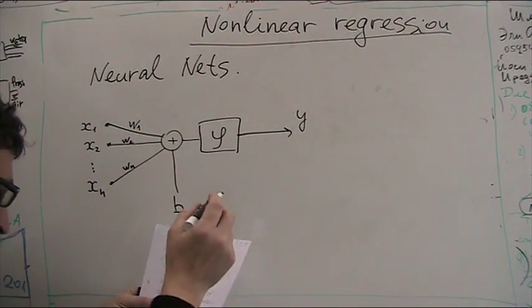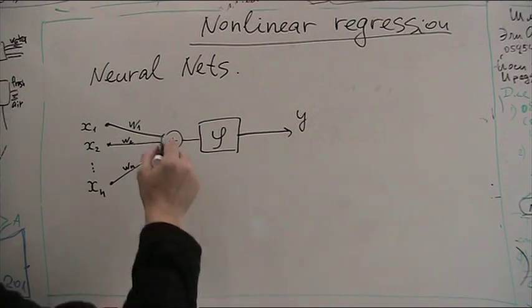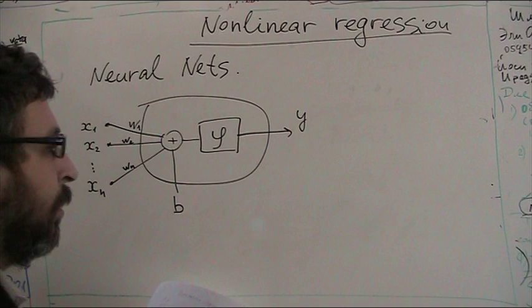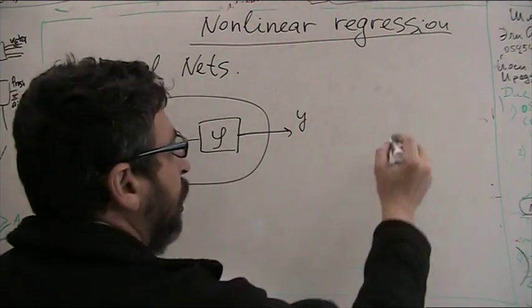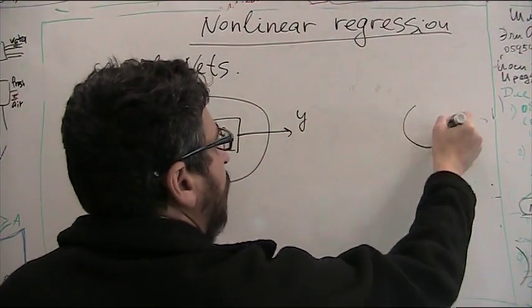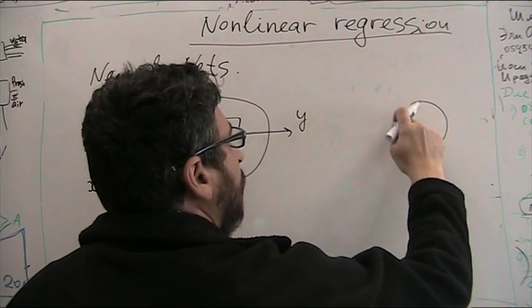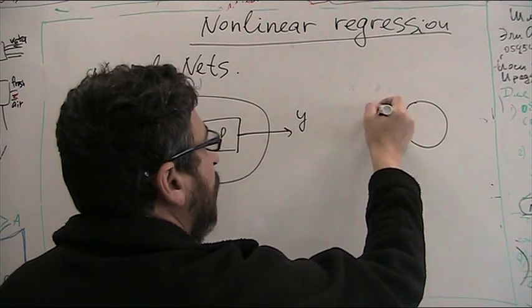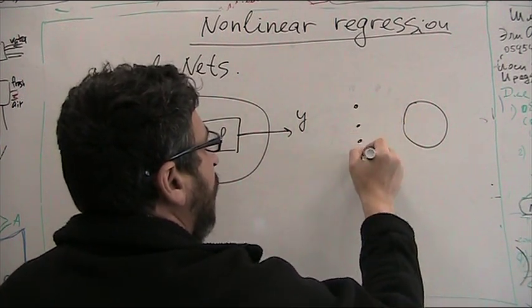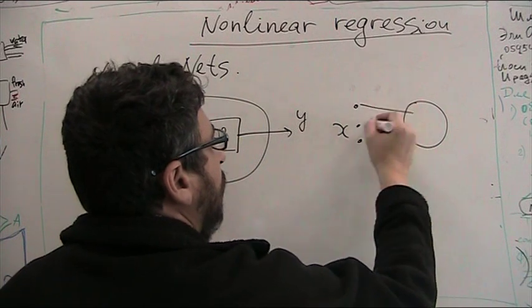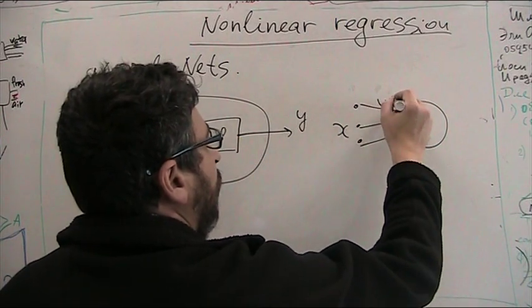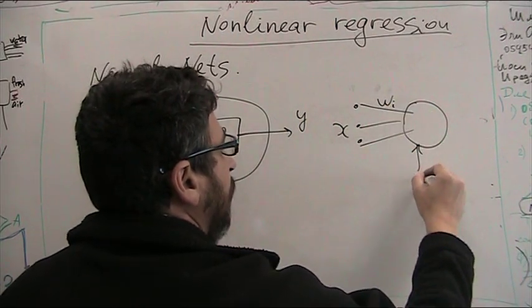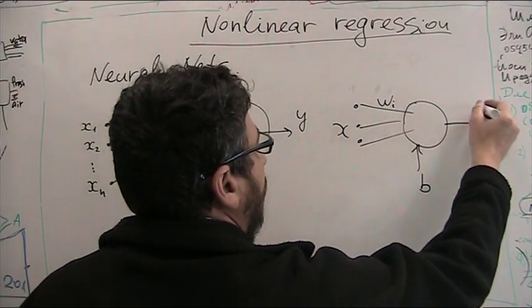Everything inside this we call a neuron, and often it is symbolically shown as one circle. So again here is our x, and here are inputs, and here are weights, wi and b, and output y.